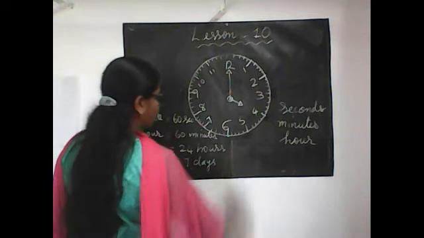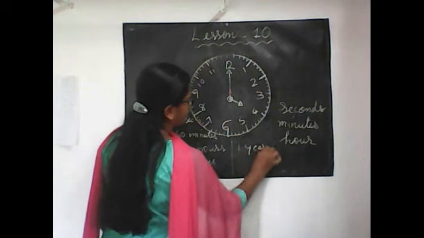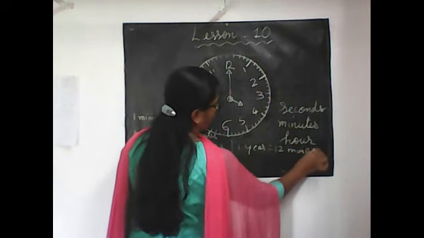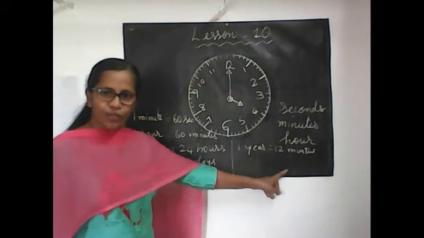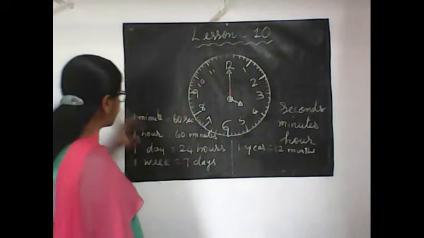The next, what are the things you know? 1 year is equal to 12 months. Okay, and we also know that 1 year is equal to 365 days, or in a leap year 366 days. These are the basic things.